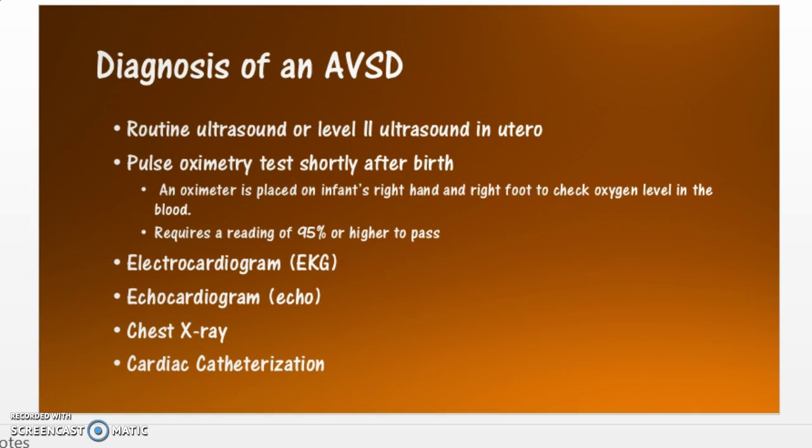Diagnosis of an AVSD can be done through routine ultrasound or a level 2 ultrasound in utero. Pulse oximetry testing is done shortly after birth. An oximeter is placed on the infant's right hand and right foot to check oxygen levels in the blood. It requires a reading of 95% or higher to pass. An electrocardiogram, EKG, an echocardiogram, echo, chest x-ray, and cardiac catheterization can all be used to diagnose an AVSD.